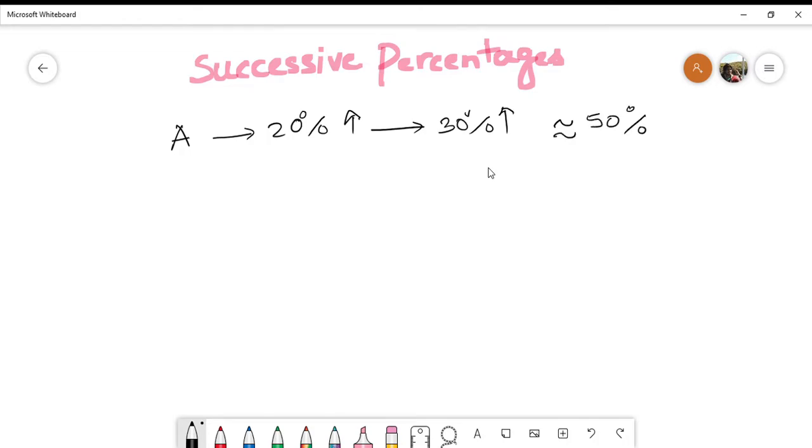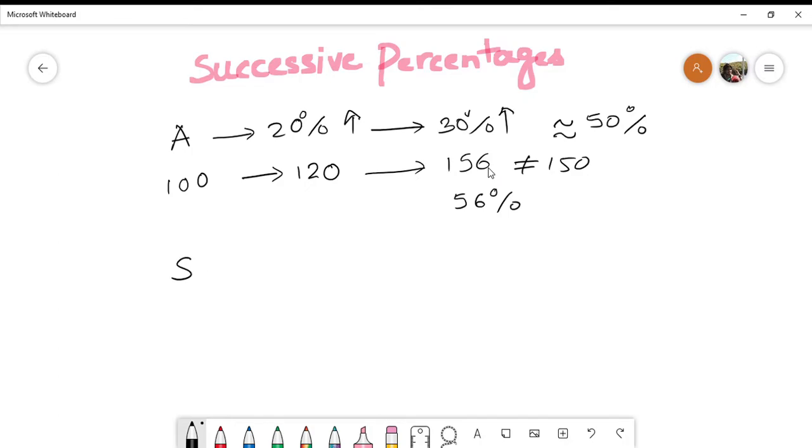Because this is a successive percentage, not applied at the same time, but over a period of time and successively. So, for example, if the initial salary was 100, it would be 120 after the first increment, and it would be 156 after the second increment, which is not equal to 150. So the actual percentage increment was 56%, right?